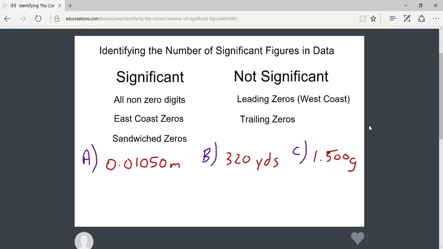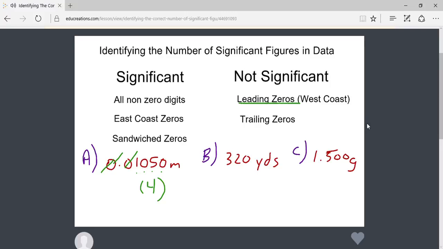Looking at example A, we see that there are 2 digits to the left of the 1. Each of these are what we like to refer to as our leading zeros. Therefore, they are not considered significant to the measurement. Since the 1 is a non-zero digit, it is considered significant. The 0 between the 1 and the 5 is a sandwich zero, which is also considered significant. The 5 is a non-zero digit, considered significant. And the 0 at the end is what we would know as an East Coast zero. It is not considered a trailing zero because there is a decimal in this case. Therefore, this is made up of 4 significant figures.